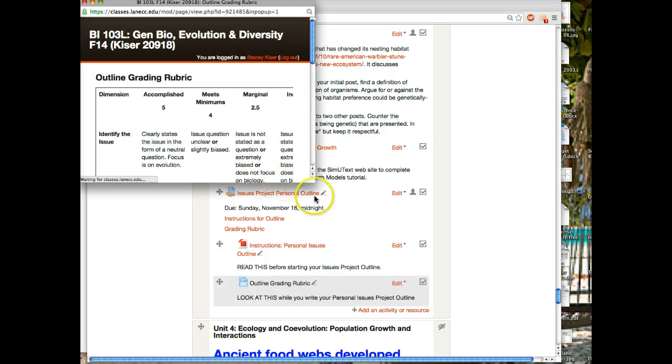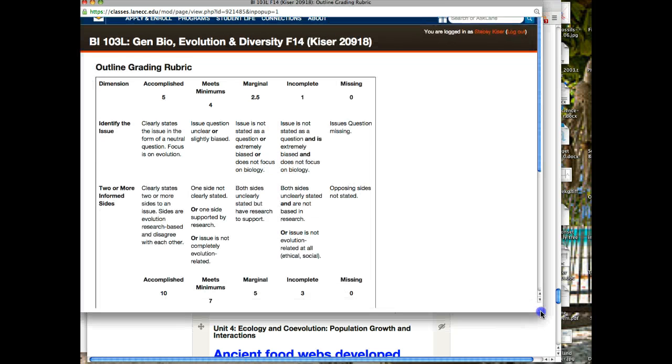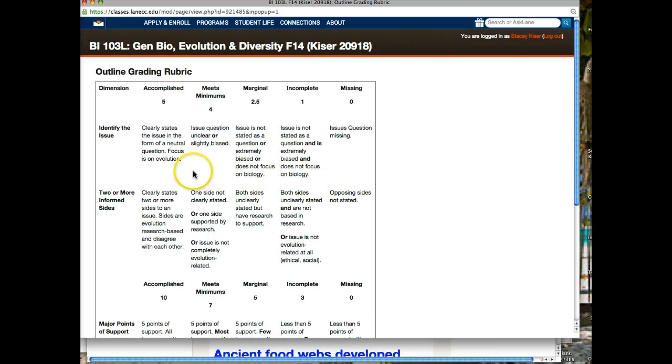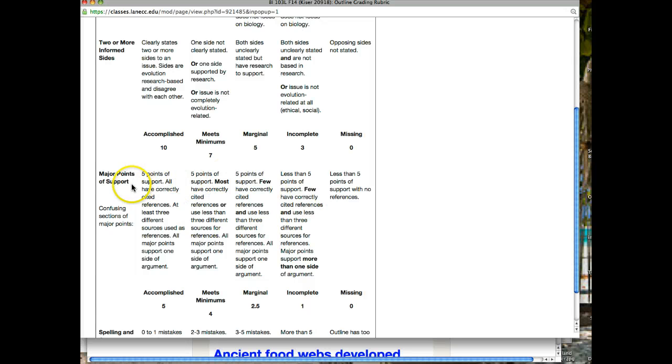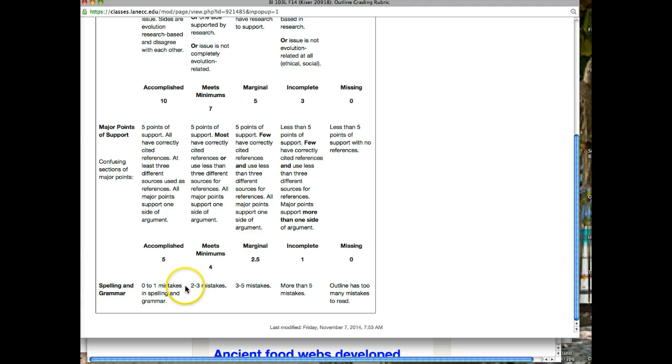So let's go back and take a look at the grading rubric, and you're going to be earning 25 points maximum on this, 5 points for identifying the issue clearly at the very beginning, 5 more points for identifying the people who are arguing in that. The bulk of this, 10 points, comes from your 5 major points of support. Do you have 5? Are there at least 3 different sources for that? Are they clear? And do they support one side of the argument all the way through? If you support more than one side of the argument, you're going to lose some points on this. And then finally, 5 points for the spelling and grammar piece of it.